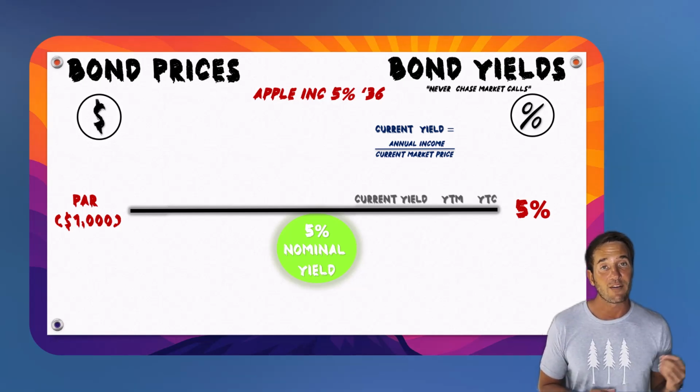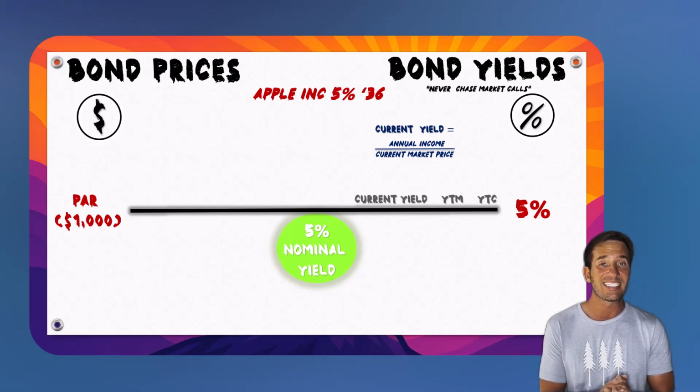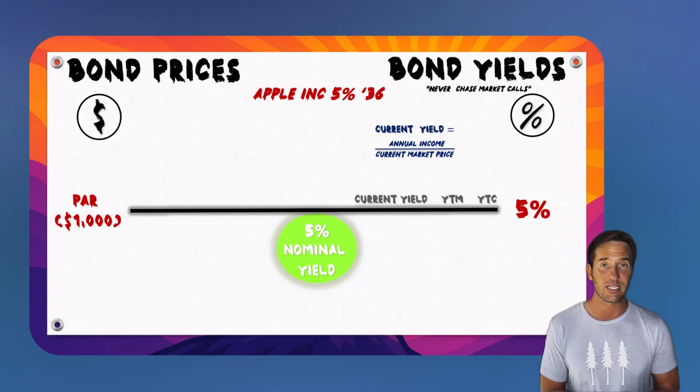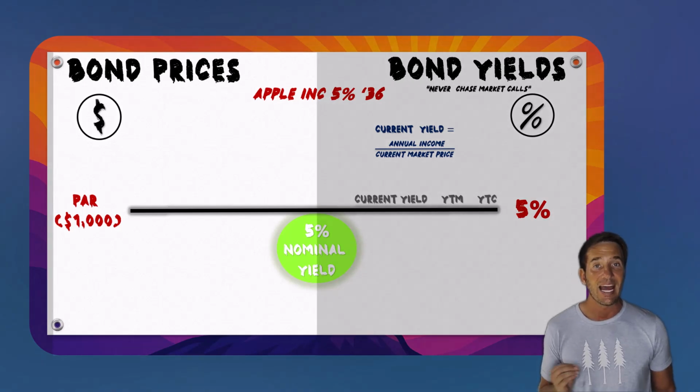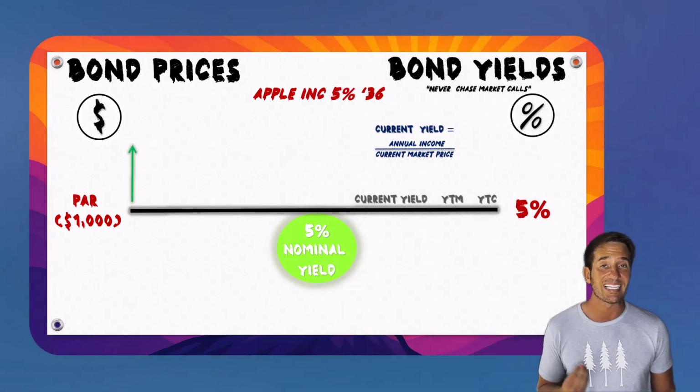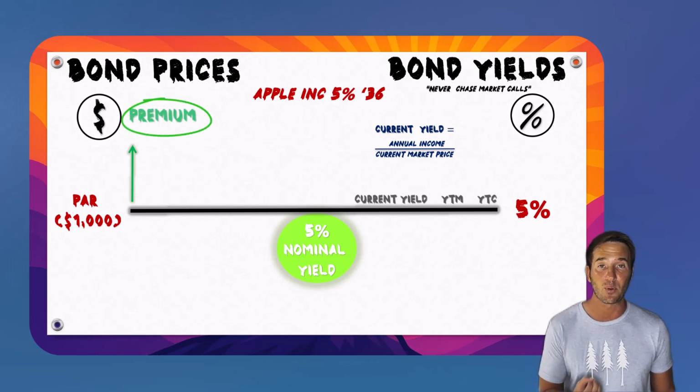So we were working on the right-hand side of the seesaw. But now let me go ahead and give you a different example. Let's say instead of interest rates rising, now the price has risen. So if the price of that existing bond has risen, that means we're going to be working on the left-hand side of the seesaw. And the price has risen, so it must be above par. So we're going to say that this bond is trading at a premium.